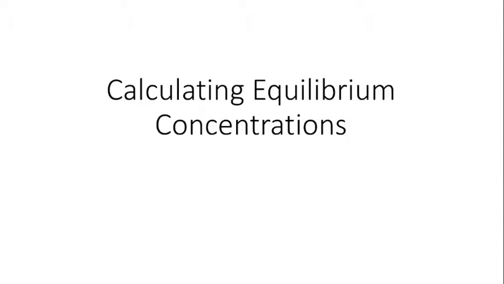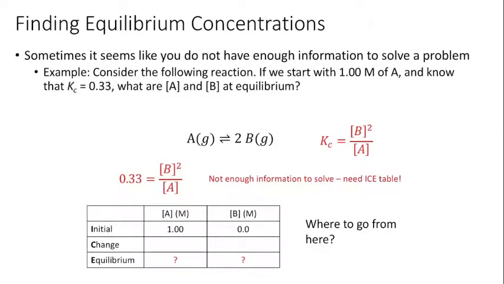Hey everybody. Today I want to take a minute and try to explain to you the idea of calculating equilibrium concentrations. So let's look at a particular problem here. In this particular problem, we want to consider the reaction of A going to 2B. And if we start with 1 molar A, and we know that Kc is 0.33, the question is, what are the concentrations of A and B at equilibrium?